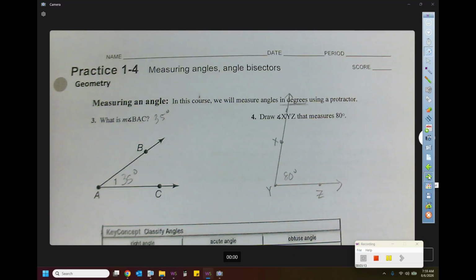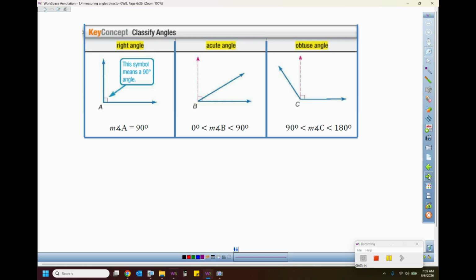You might remember the three different types of angles that we've had. We've got ourselves a right angle. That's if the measure of that angle is 90 degrees. And you see that little box right there? We call it the right angle box. That's how you can mark it. You can also put 90 on the interior.